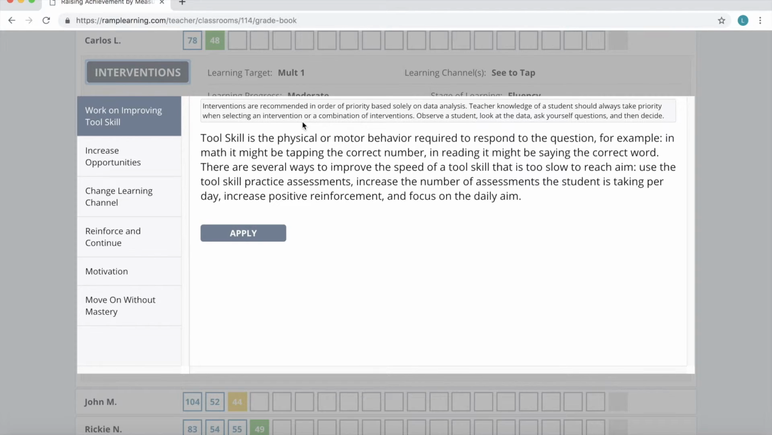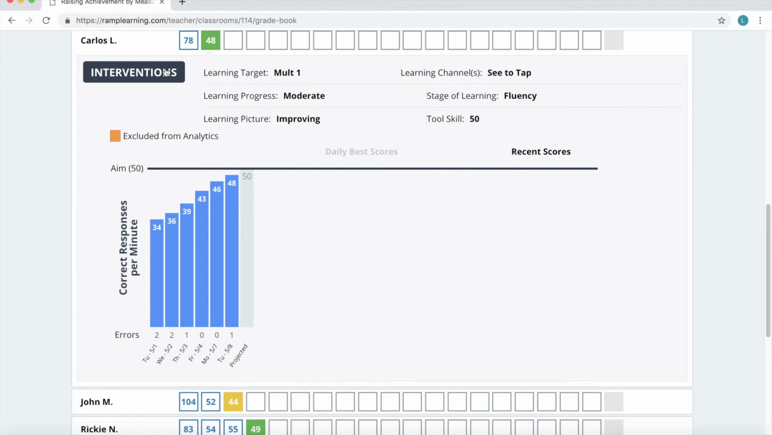Since Carlos is within a couple of digits of reaching his goal, a good decision would be to just give encouragement and reinforcement, or another option might be to move him on without mastery.